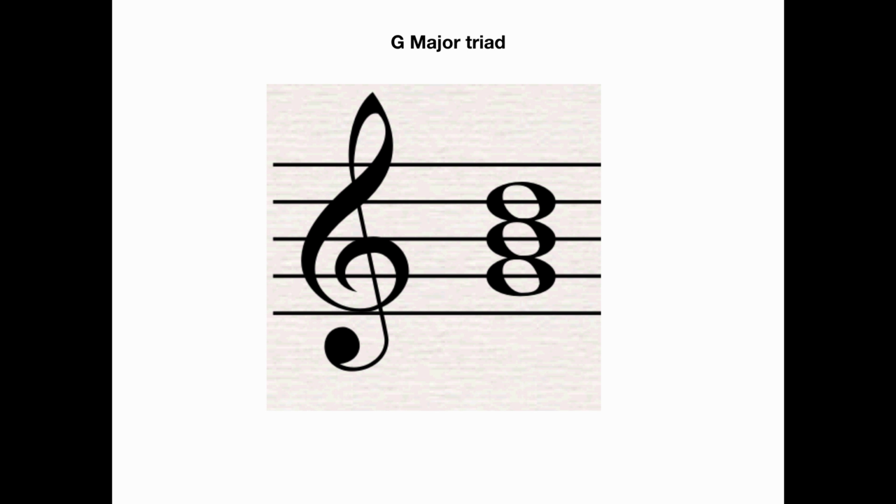Here is an example of a major triad. This is the G major triad. As you can see here, the bottom note, G, is what we would call the root. B, the second note, is a major third above the root. And D, which is the third note, is a perfect fifth of an interval above the root, making it a major triad.